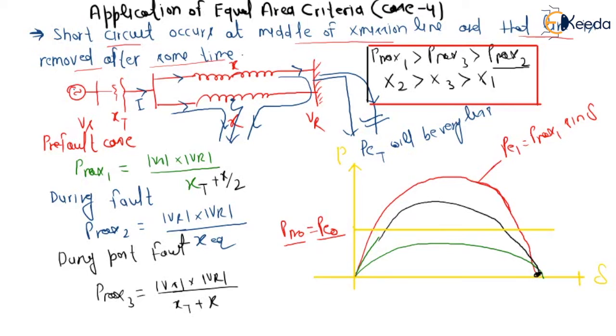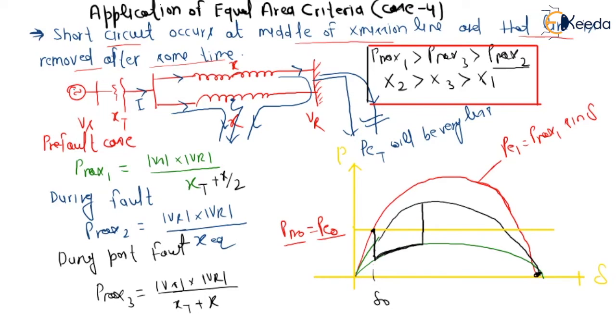Now let us assume the system is working at delta naught. This is the point of delta naught. But when the fault occurs in between the line, the electrical power is transferred to this third curve. When the P value reduces, the delta will start accelerating, and it will accelerate like this. After some time, this line is removed, and it will go to the post-fault condition.